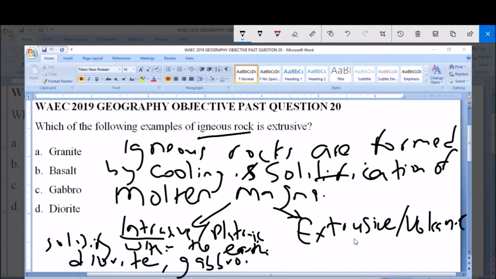and then extrusive rocks are the ones that are formed when magma is ejected from the Earth's crust. So when magma comes and reaches the Earth's surface and then cools, extrusive igneous rocks are formed. An example, a strong example, is basalt.